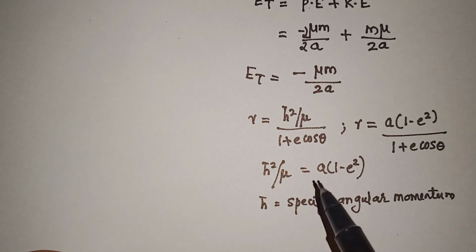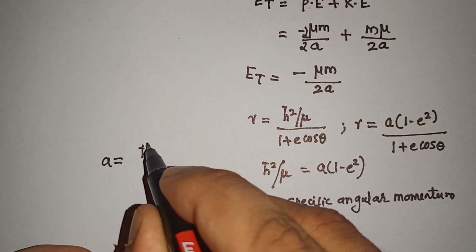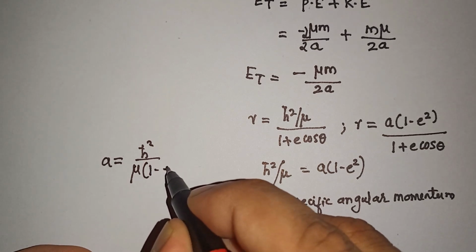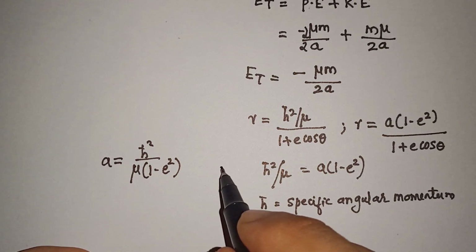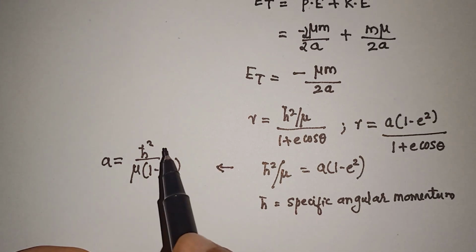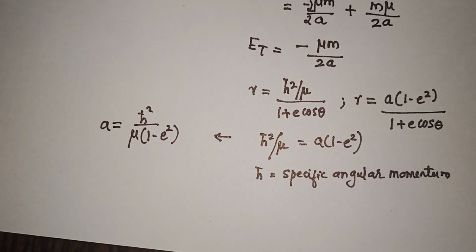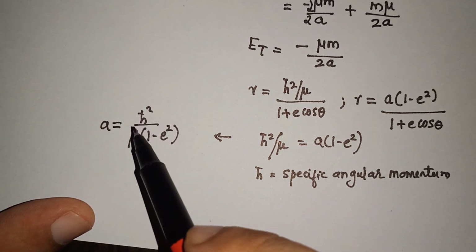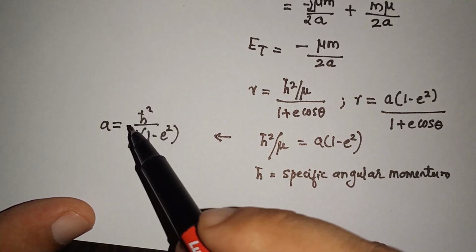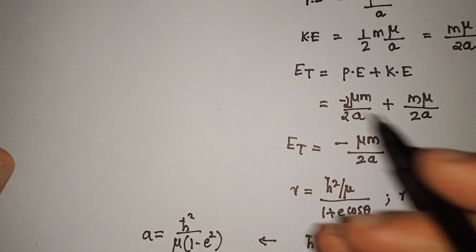Now from this expression you can write what is a. So a can be written as h cap square by mu into 1 minus e square. So from here you can write a is equal to h cap square divided by mu into 1 minus e square. Now if you closely observe, in your energy you have an a term here, is it not? So that a we can substitute here, which is h cap square, the specific angular momentum square divided by mu into 1 minus e square. So now I'll write the expression for the total energy here.